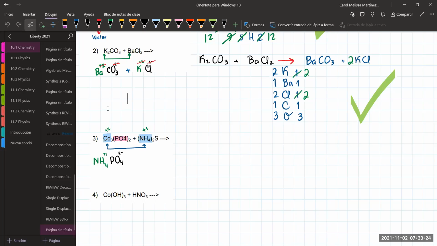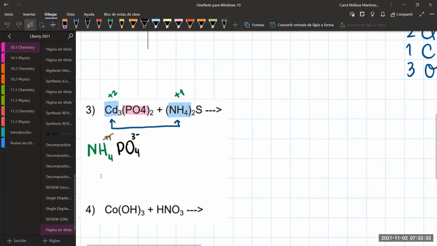So what's going to happen? This charge, the +1, you can ignore it, but you have to crisscross the charge of 3. So in the end, you will have NH4, the 3 that is coming from phosphate, and then you will have phosphate. Am I missing something?